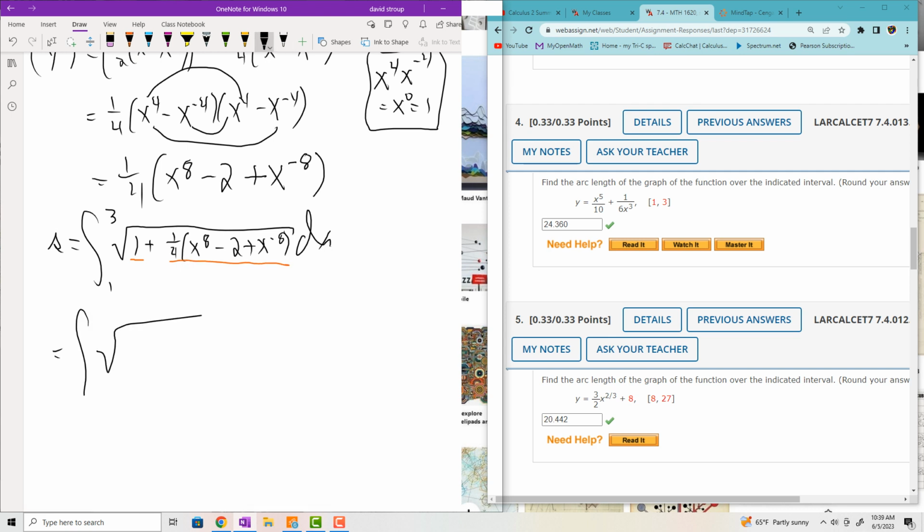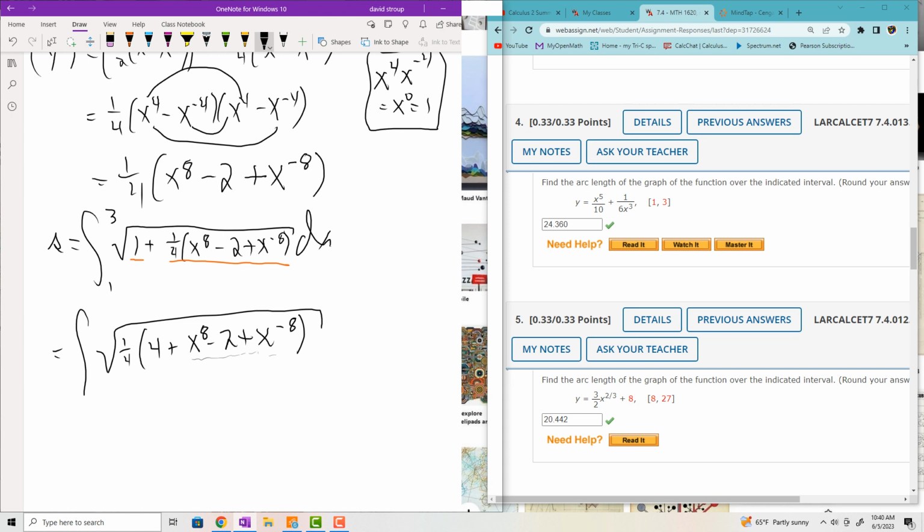What will that look like? We'll have the integral of the square root of 1/4 times 4 plus the second term, x to the 8th minus 2 plus x to the negative 8th. And if you don't see that, just redistribute, right? Multiply 1/4 times 4, you'll get back to 1. And then 1/4 times the x to the 8th minus 2 plus x to the negative 8th will give you 1/4 times x to the 8th minus 2 plus x to the negative 8th.